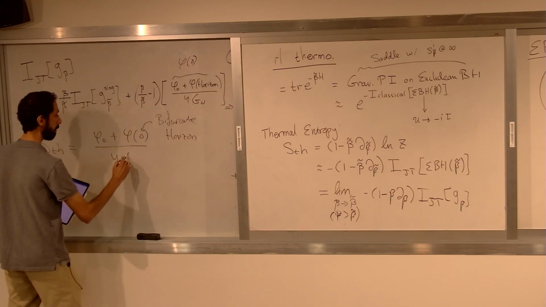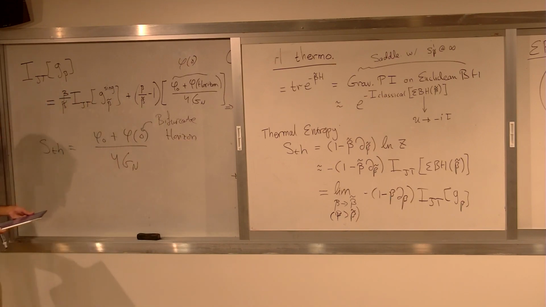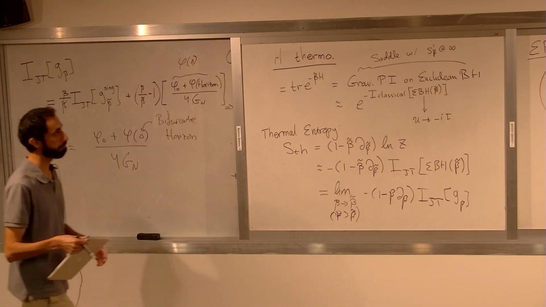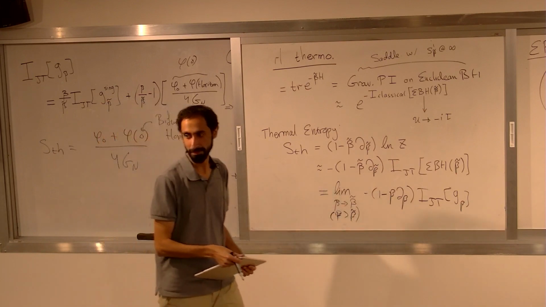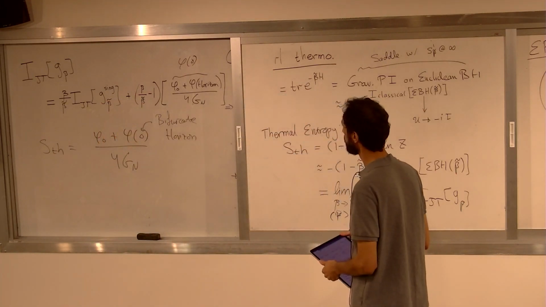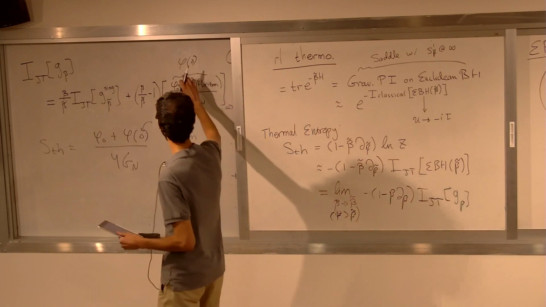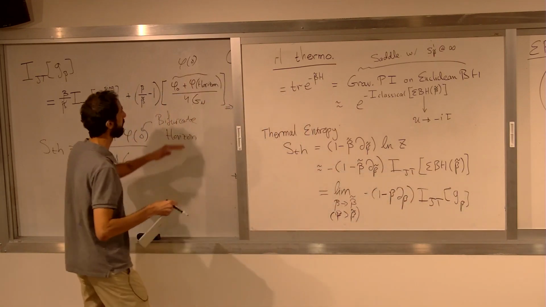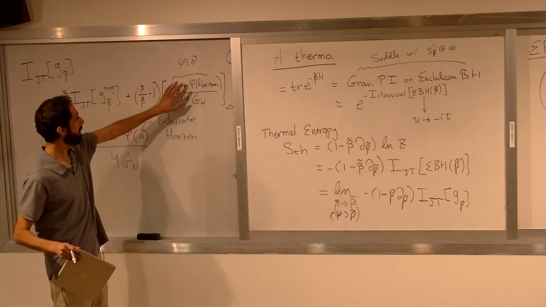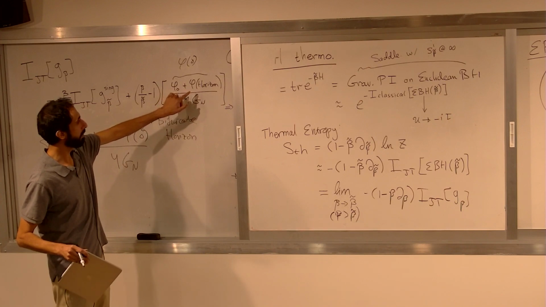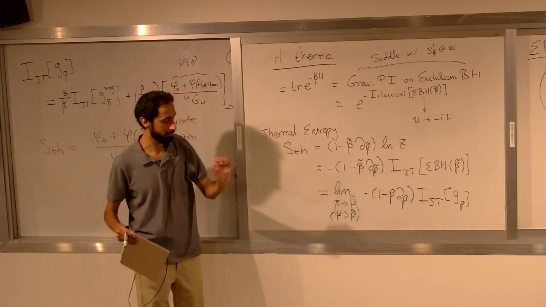Divided by 4 G Newton. Okay? Start notation. Phi parenthesis 0 here is phi evaluated at the horizon. Good. And then you also said the sum is also phi parenthesis 0. Sorry, what I meant was, you should think of this as phi. Well, let me say it again.